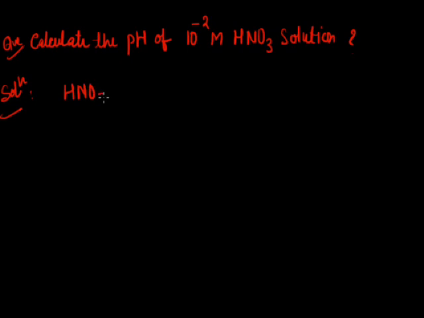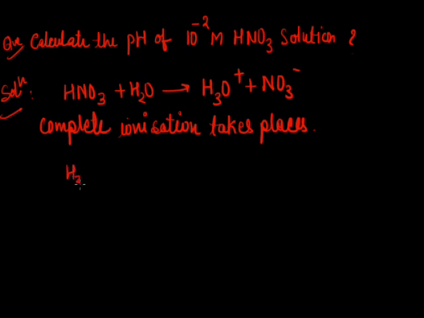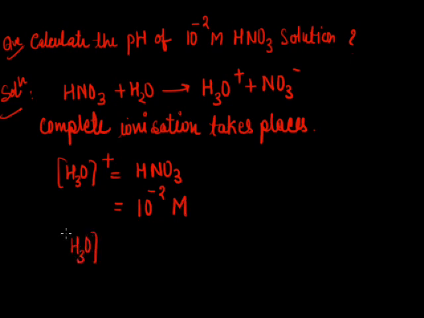We know that HNO3 is completely ionized in water and gives H3O plus and NO3 minus. Here complete ionization takes place. So H3O plus ions is equal to the concentration of HNO3 solution. The concentration of HNO3 solution is given as 10 to the power minus 2 M. So H3O plus ions are equal to 10 to the power minus 2 M.